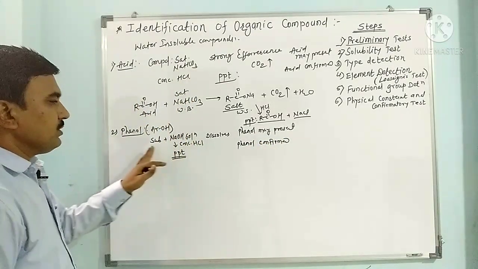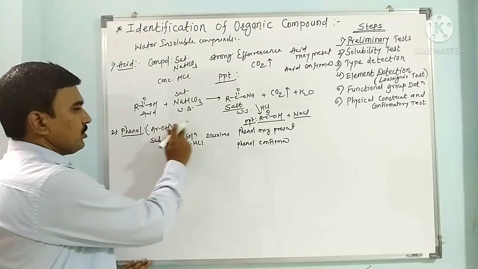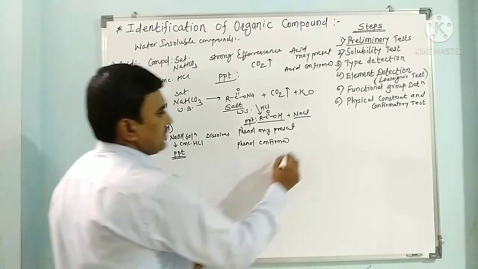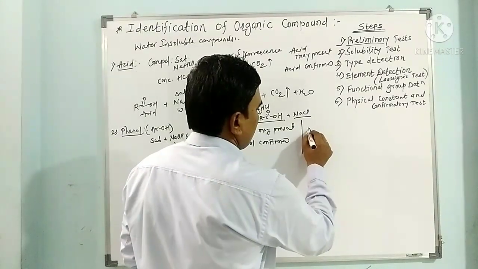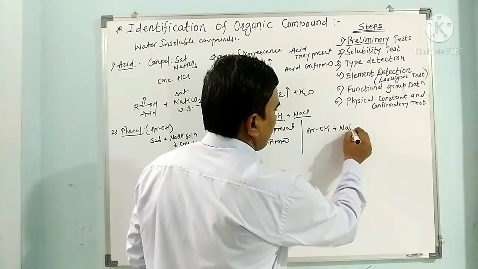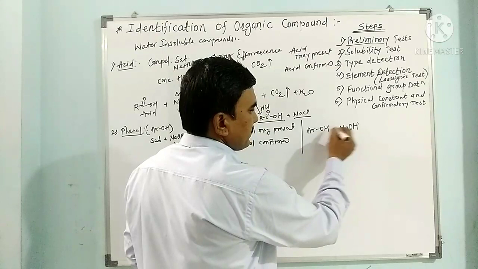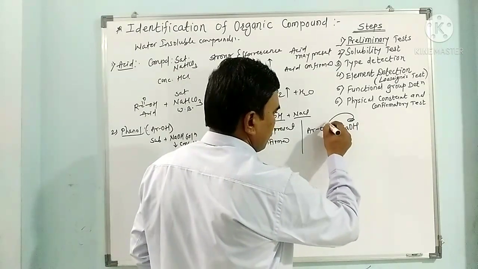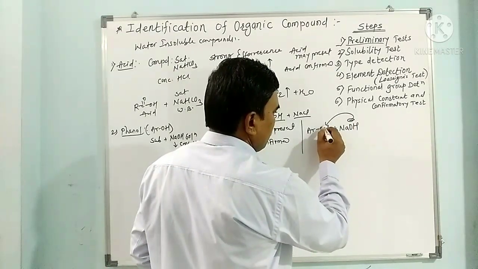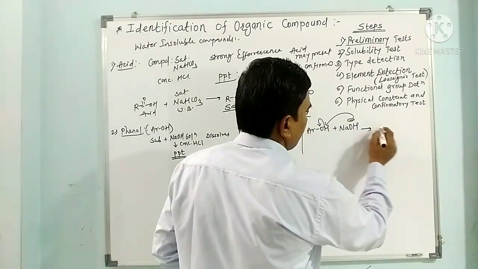So once phenol is confirmed, we can say phenol is there. So we have to see here the reaction of phenol with sodium hydroxide. When we have ArOH, that is phenol, it reacts with sodium hydroxide, NaOH. So this OH minus ion takes this acidic proton, and this electron density goes to oxygen and it combines with sodium.